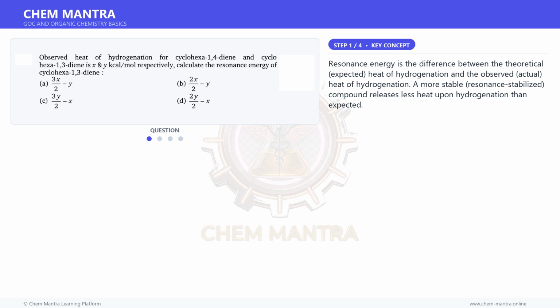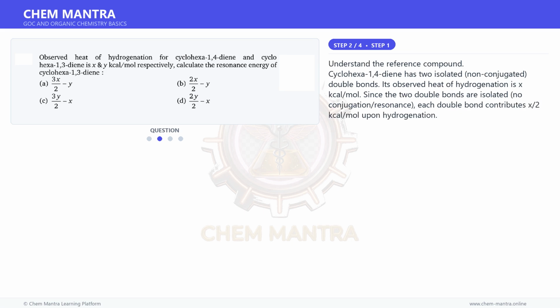Resonance energy is the difference between the theoretical, expected, heat of hydrogenation and the observed, actual, heat of hydrogenation. A more stable, resonance-stabilized, compound releases less heat upon hydrogenation than expected. Moving on to the next step.